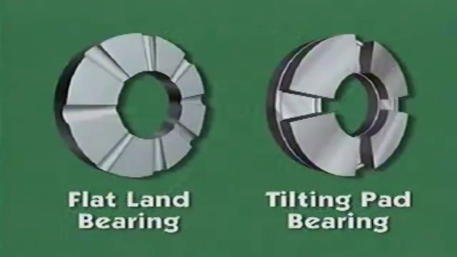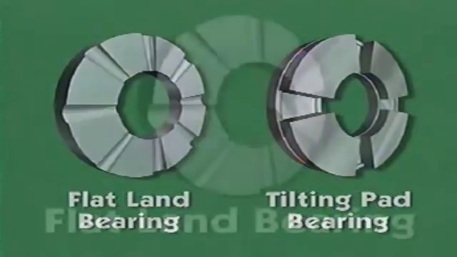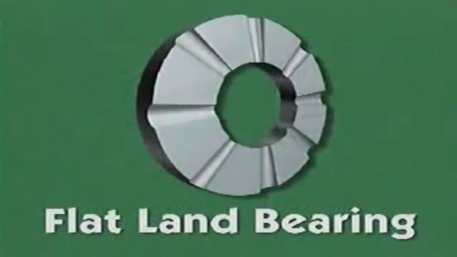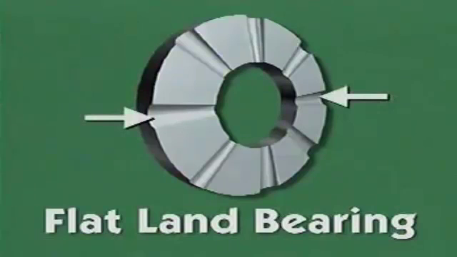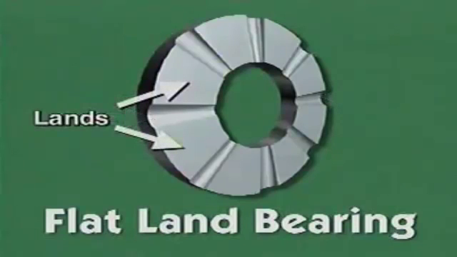We'll look at two general types of thrust bearings, flat land bearings and tilting pad bearings. This flat land bearing is one of the simplest types of thrust bearings. It is a solid piece with no movable parts. Grooves in the bearing divide it into sections called lands.